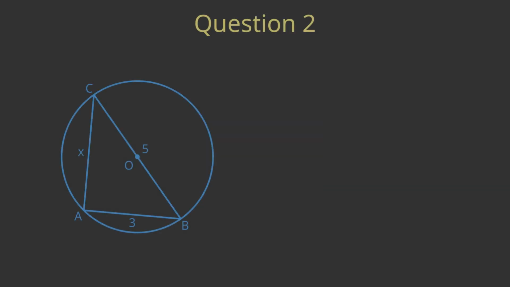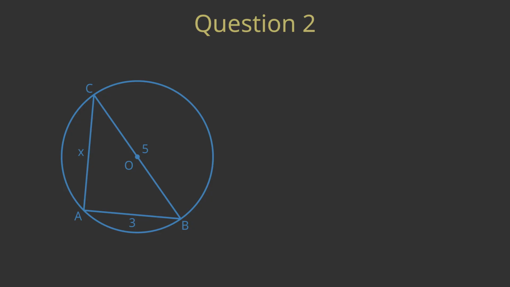In this question, the line BC is the diameter of a circle. The diameter is 5. A is a point on the circumference. The line AB has length 3. What is the length X of the line AC?